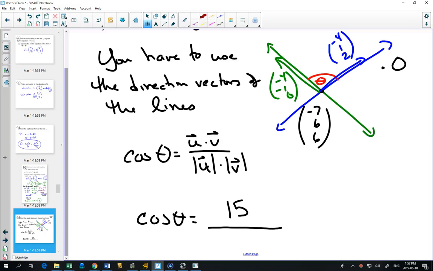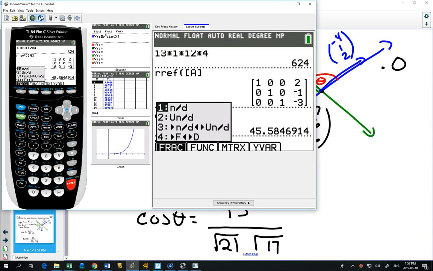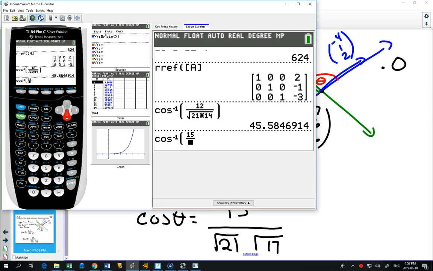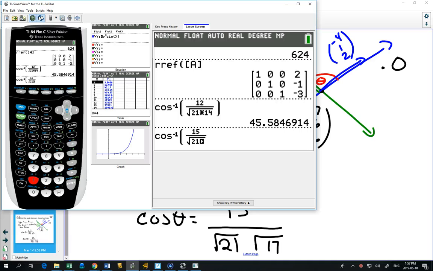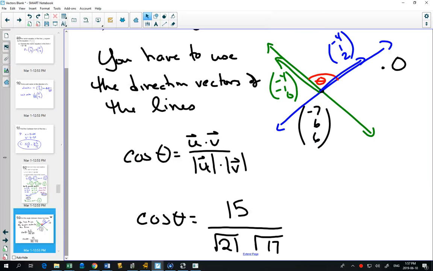Then the length of u, 16 plus 1 plus 4, 21. The length of v, 16 plus 1 plus 0, 17. And we can go to our calculator and do cos inverse of 15 over the square root of 21 times 17. 37.5 degrees.